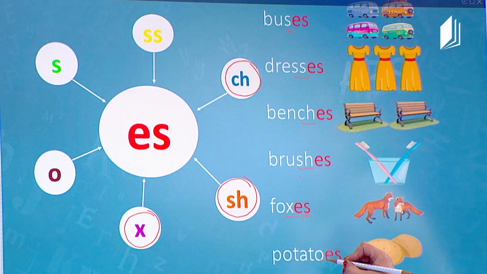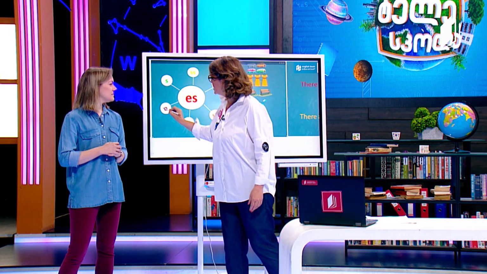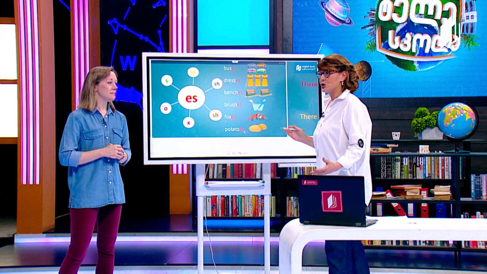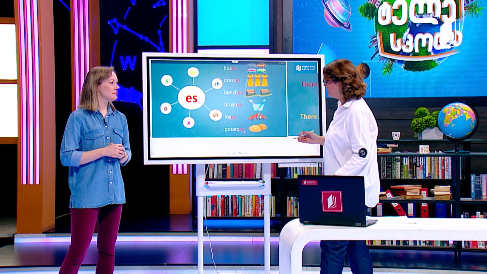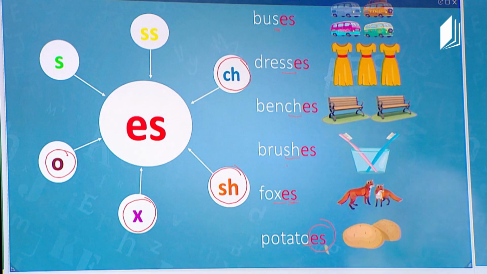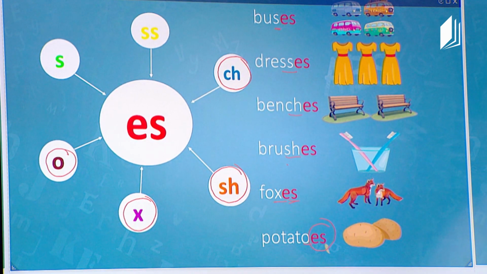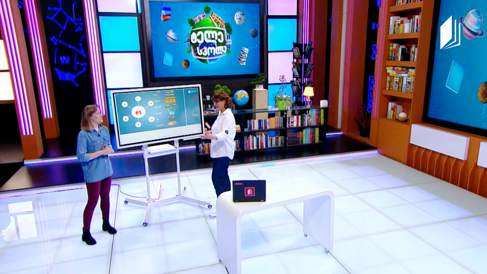Potato. Everyone likes potato. Potato. This is O. That's why in the plural it will be potatoes. 2 potatoes. 1 potato, 2 potatoes, 3 potatoes, 4.